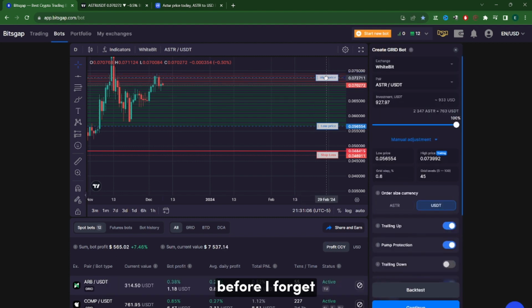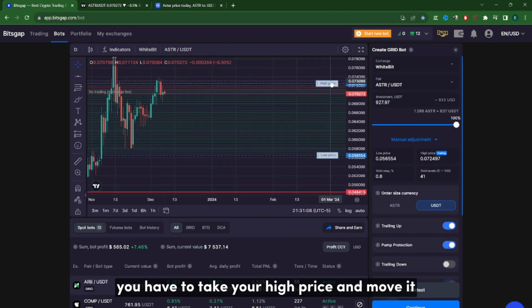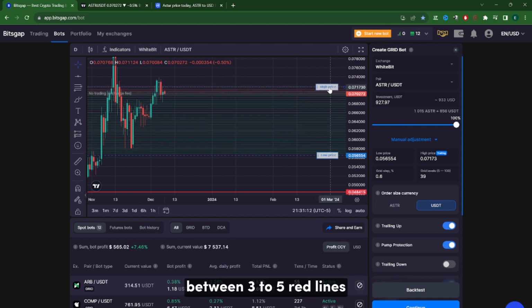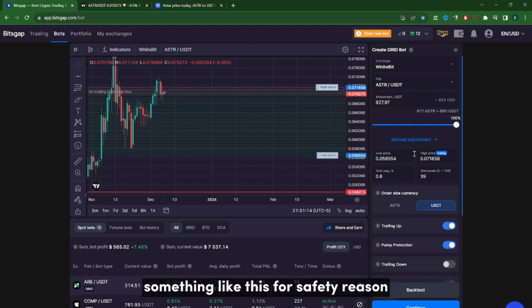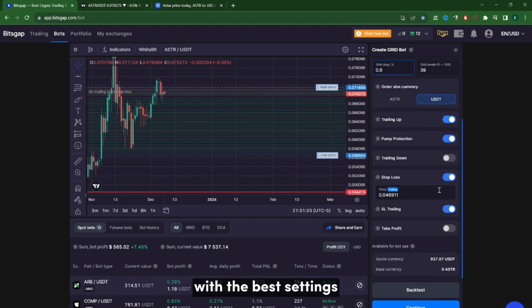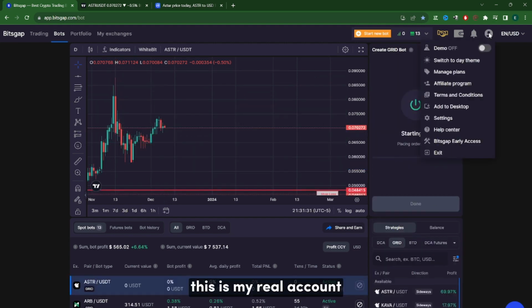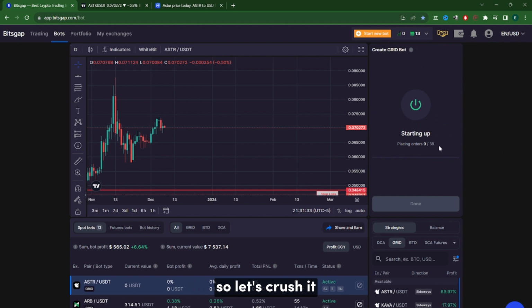Oh, before I forget, you have to take your high price and move it all the way down between 3 to 5 red lines, something like this, for safety reasons. And yeah, that's about it, guys. 0.6% grid step percentage, maximize profits with the best settings. Make sure to always do that, and then click on continue and start the bot. Again, this is my real account, so let's crush it.